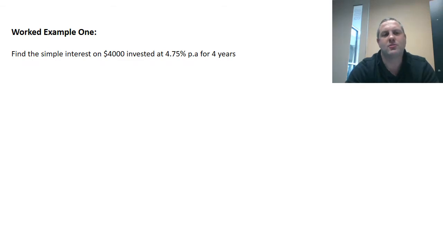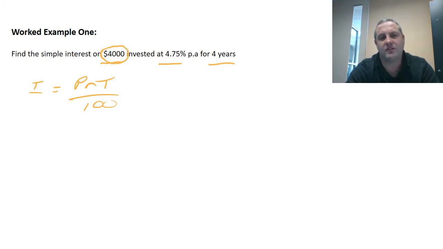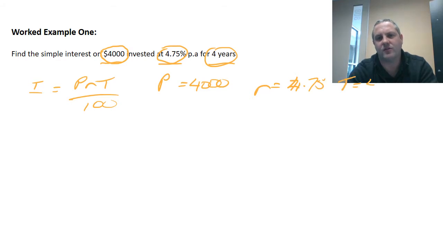Now here's worked example 1. It says find the simple interest on $4,000 invested at 4.75% for 4 years. Now we're going to use our formula that we showed before, I equals PRT over 100. First of all we highlight what we're looking at: the 4,000, the 4.75 and the 4 years. It's a really good idea to actually write that down. So P equals $4,000, R equals 4.75 and T equals 4.